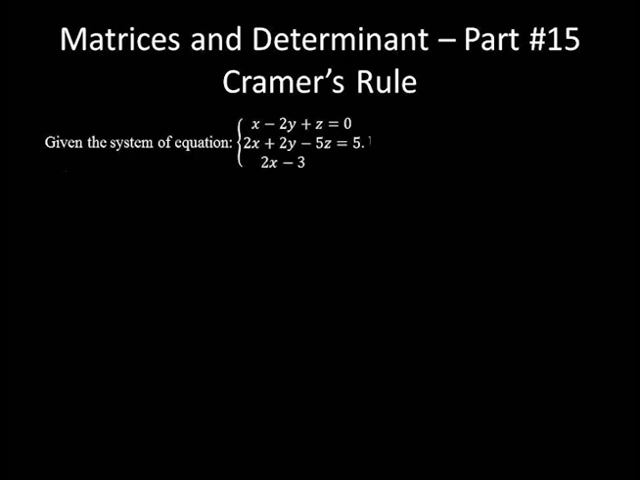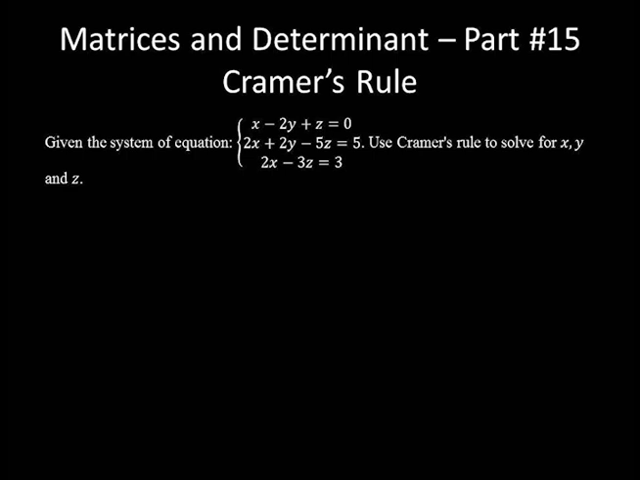In this video, we are going to discuss Cramer's rule for solving systems of linear equations with three variables. Let's start with this question. Given the system of equations x minus 2y plus z equal to 0, 2x plus 2y minus 5z equal to 5, 2x minus 3z equal to 3, use Cramer's rule to solve for x, y, and z.